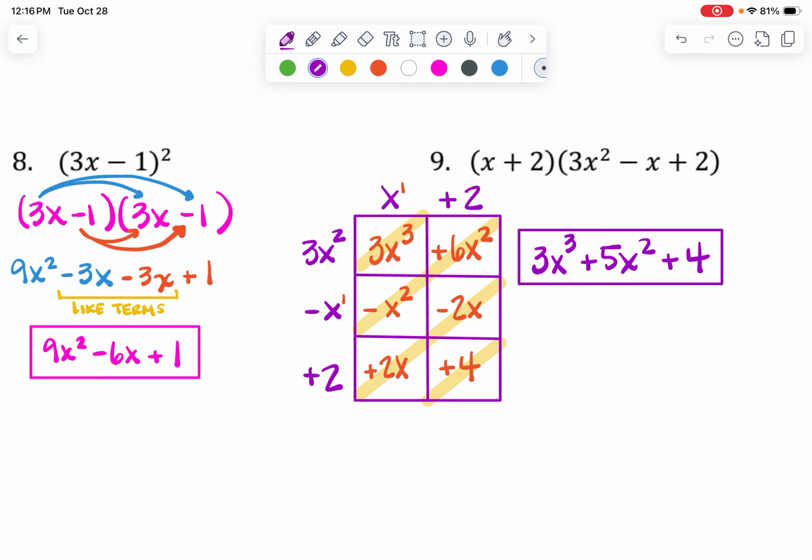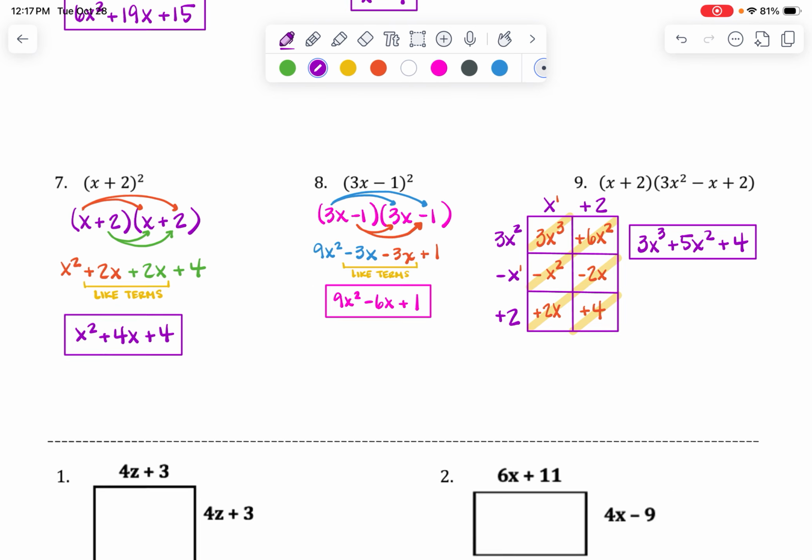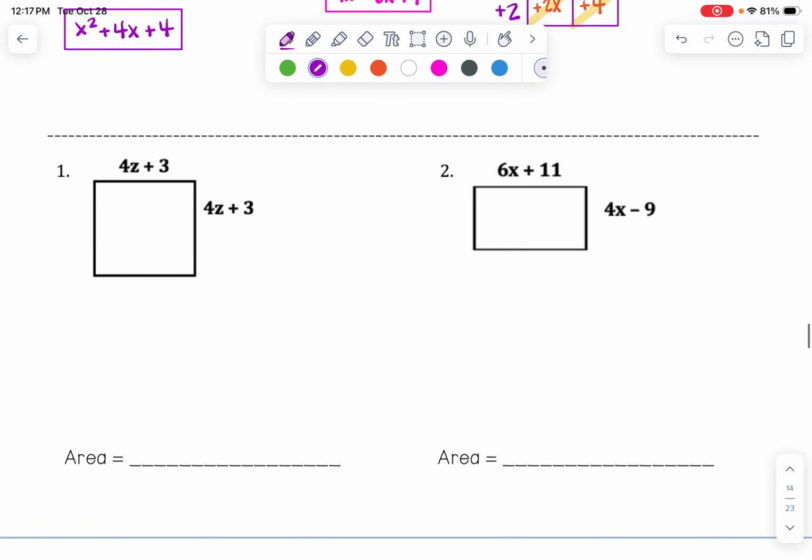All right, so the box method is great for organizing your terms so you don't get lost in all the distributing, right? If you want to do the triple distribution, that's great too. You'll just have 6 terms floating around on your paper, and you'll just have to combine your like terms, okay?